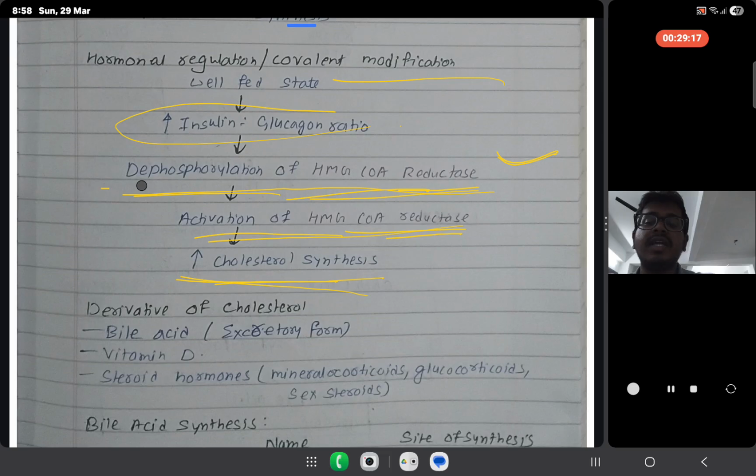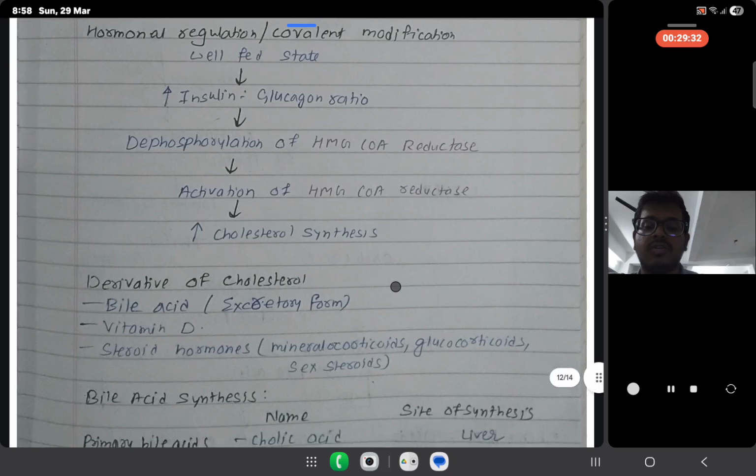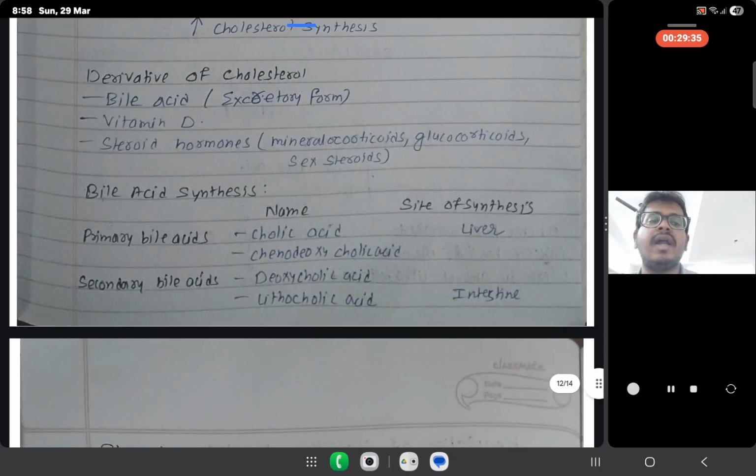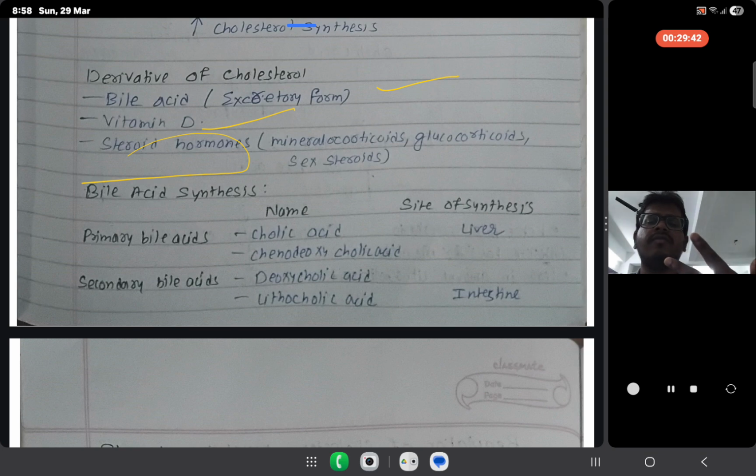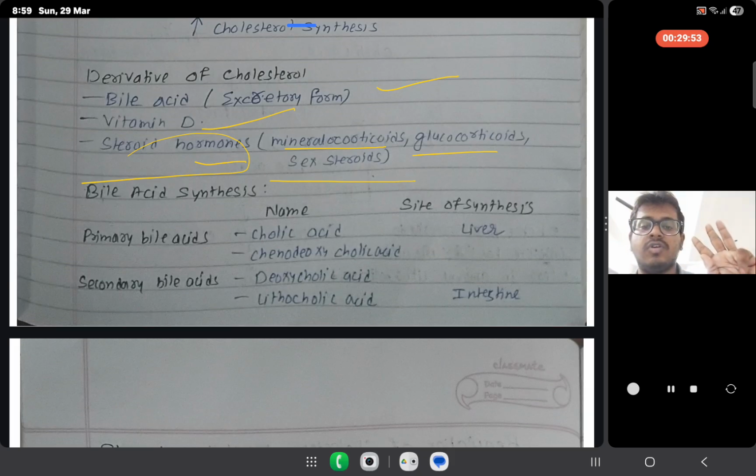How? Because there is dephosphorylation of HMG CoA reductase, and this leads to its activation, and this leads to an increase in cholesterol synthesis. What are the derivatives of cholesterol? Cholesterol derivatives are basically bile acid, the excretory form, vitamin D, and the steroid form. We have already discussed these three things which are formed: bile acid, vitamin D and steroid hormones. The steroid hormones are mineralocorticoids, glucocorticoids and sex hormones.